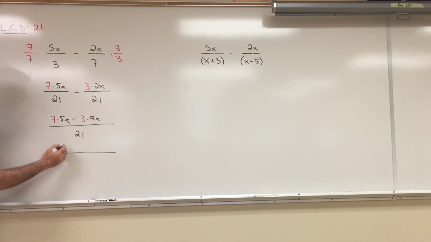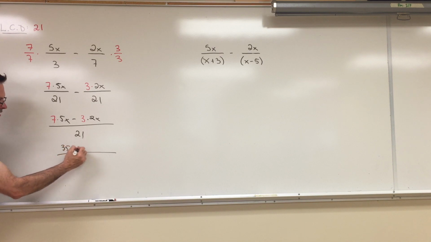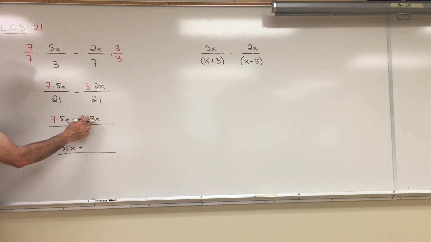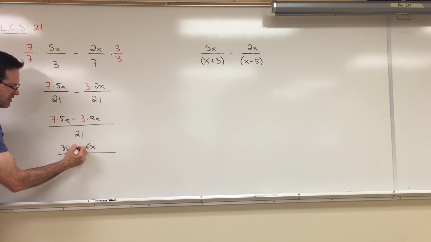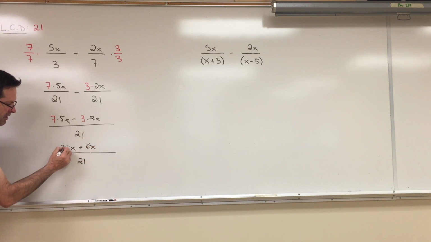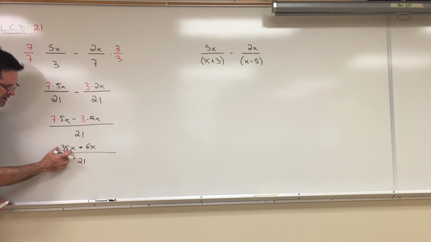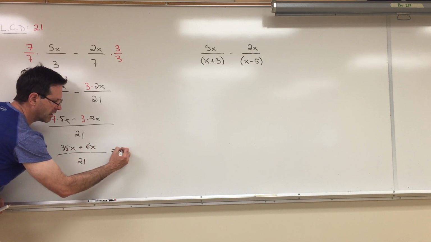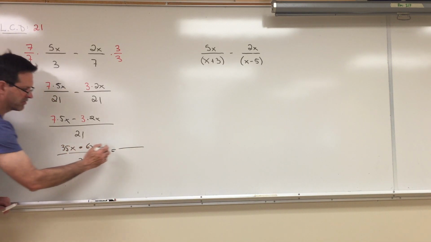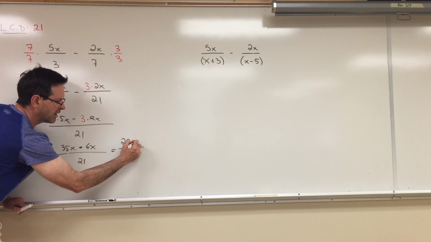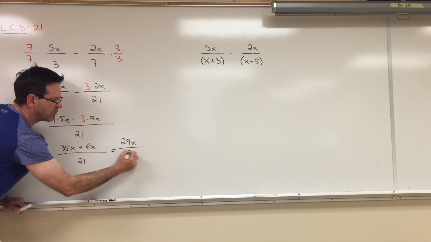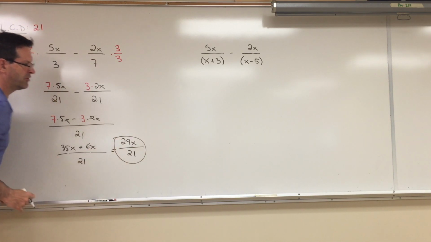What's 7 times 5x? That's 35x. Subtraction sign. What's 3 times 2x? 6x. All over 21. Can the numerator be simplified? Yes. 35x minus 6x, that can be simplified. That works out to, what's 35 minus 6? Was it 29? 29x over 21. We simplified it.